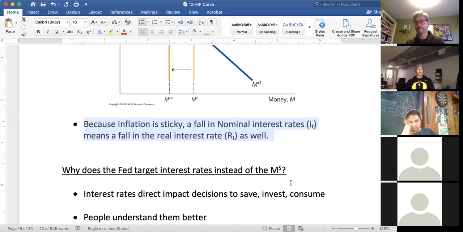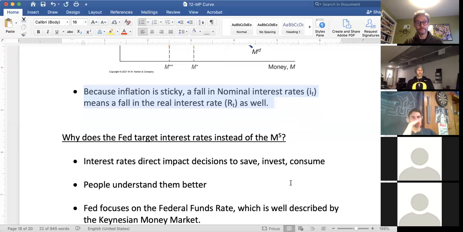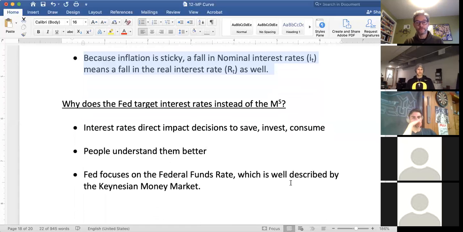And so in general, we'll talk about monetary policy as determining interest rates, but it's important to remember that in the background there's also this idea that the central bank is changing interest rates by changing the money supply, right? And so the Fed tends to focus on interest rates.